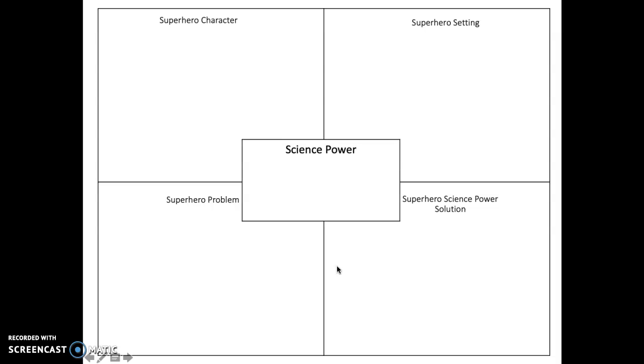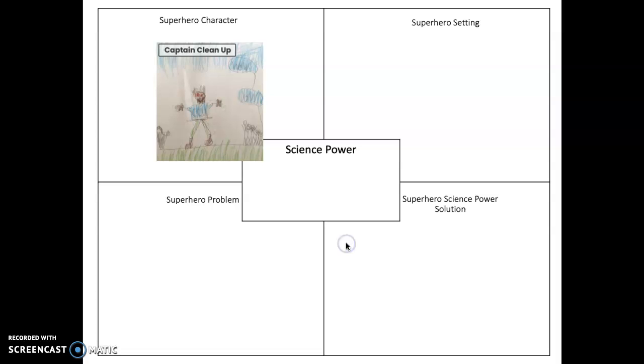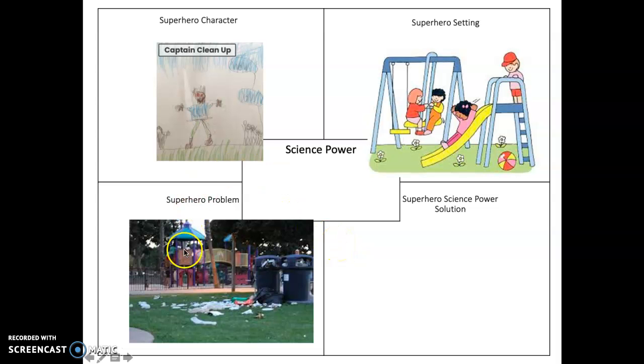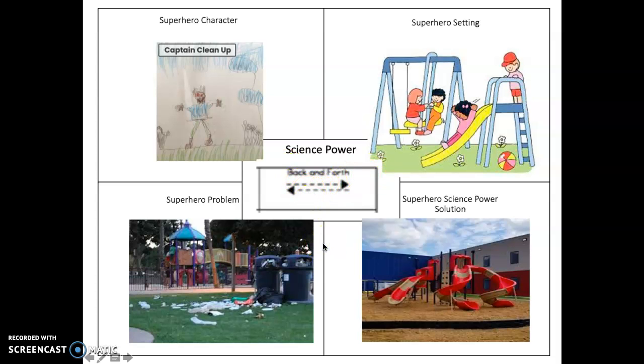So now it's your turn. You get to pick what superhero you want. Let's see. Miss Lydell picked Captain Cleanup. Where they will be, I chose the playground. The problem, Miss Lydell's problem, that Captain Cleanup is going to solve is that there's trash all over at recess. My superhero, Captain Cleanup, is going to use his back and forth science power to make the playground nice and clean again.